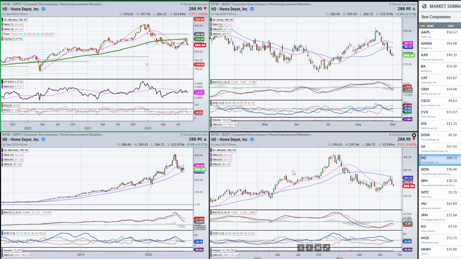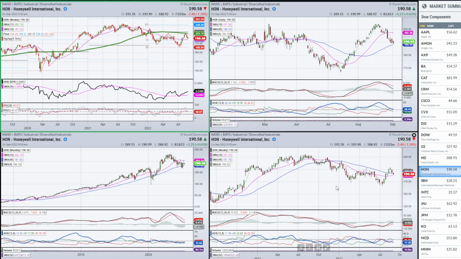Home Depot failed at the 18-month line. This is showing some weakness here. It's a little bit of a concern, but when I look at it, generally speaking, I kind of think we've got some support down in this area that's still pretty good. I would think somewhere around 260, 270 is pretty good support, but we're probably going to come back down and test that again.